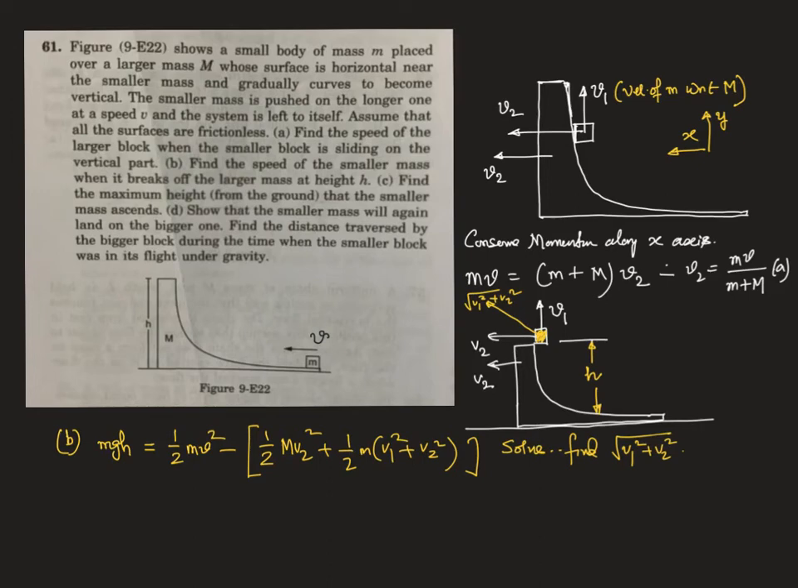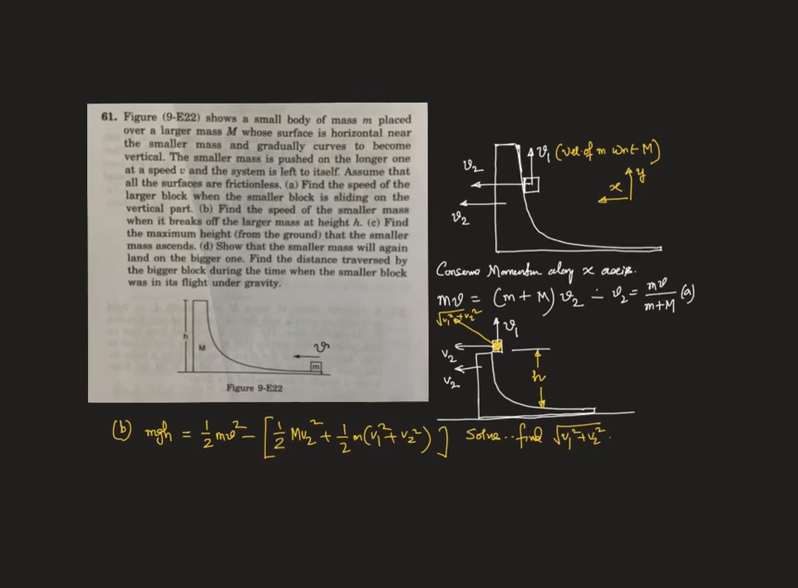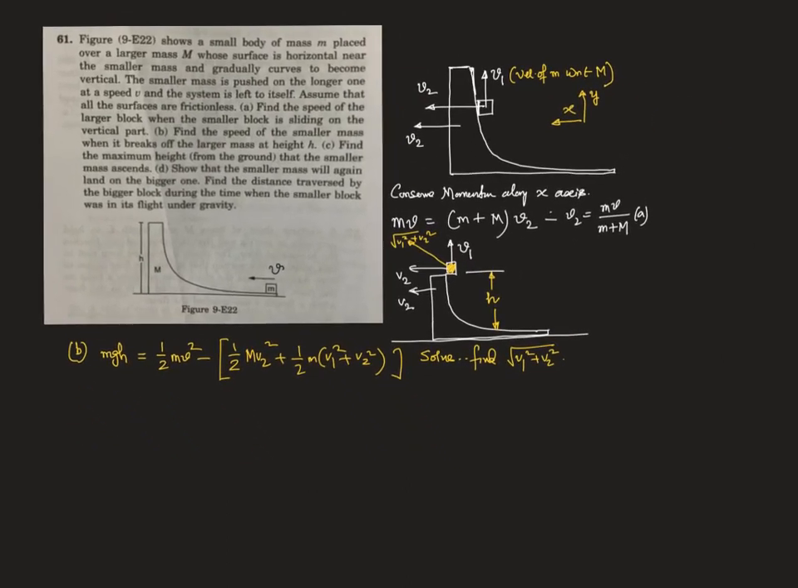Maximum height that the small mass ascends. While it breaks off, it has vertical component v1. So from there, the maximum height is v1 square by 2g. And it travels in a projectile path because it is already having v2.